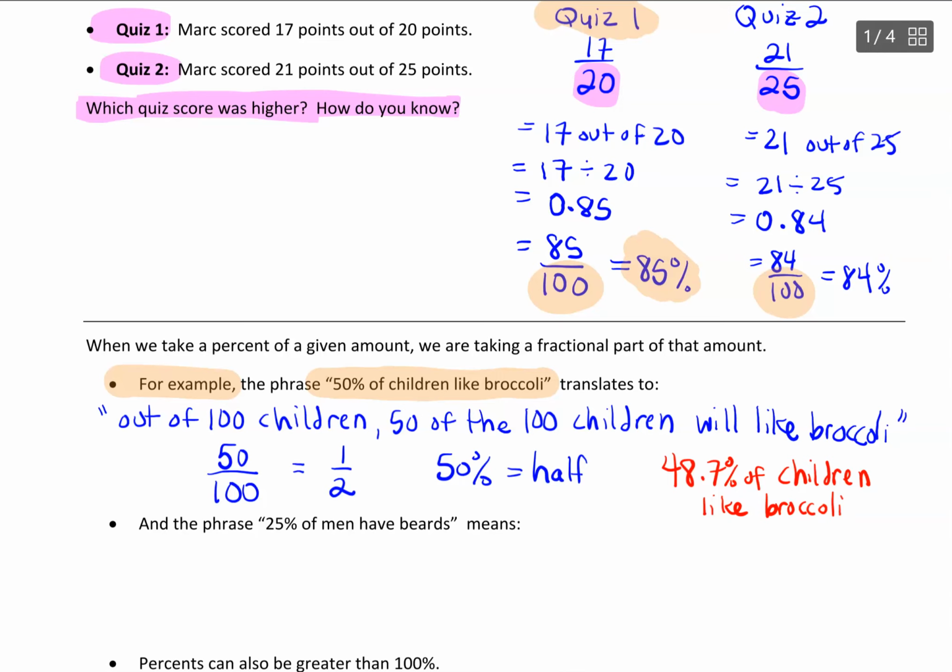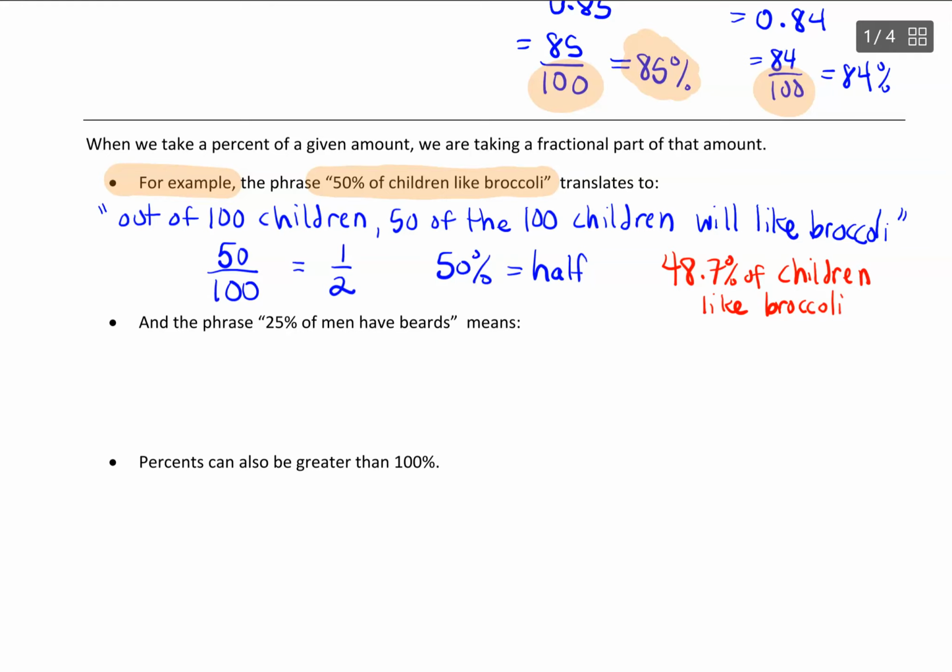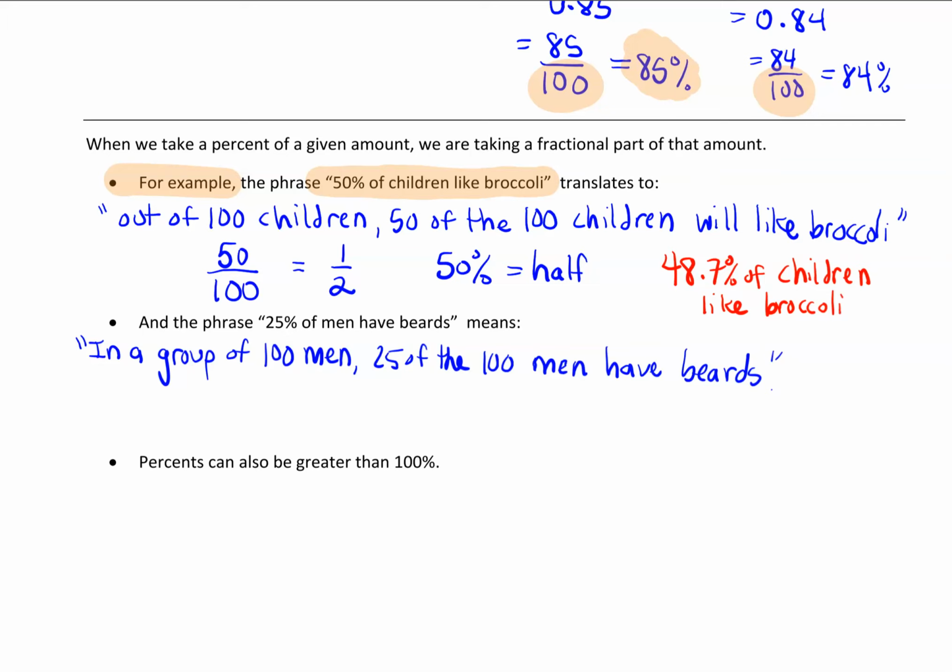Same thing goes with 25%. So let's look at this next example. If we were told 25% of men have beards, what does that mean? Well, the literal translation is in a group of 100 men, 25 out of those 100 men would have beards, right? So that's 25 out of 100. If I reduce that fraction, that's 1 out of 4, right? There's 4 quarters in a dollar. 25 cents compared to 100 cents in a dollar, that'd be 1 out of the 4 quarters. So that's a benchmark percent. 25% means a fourth, right? So it's a half of a half.